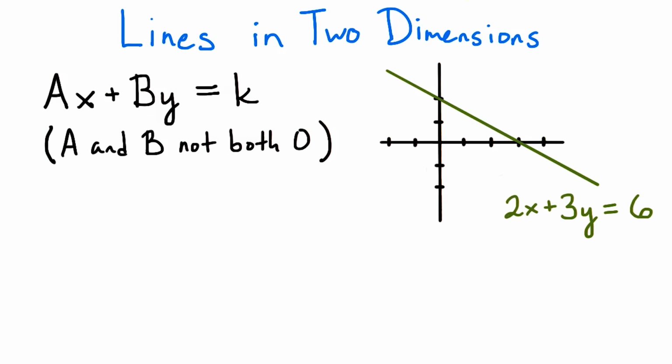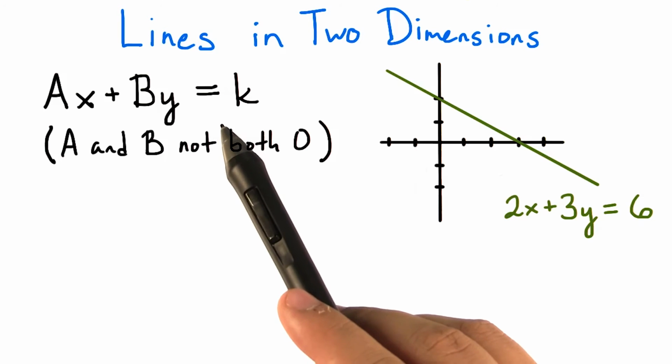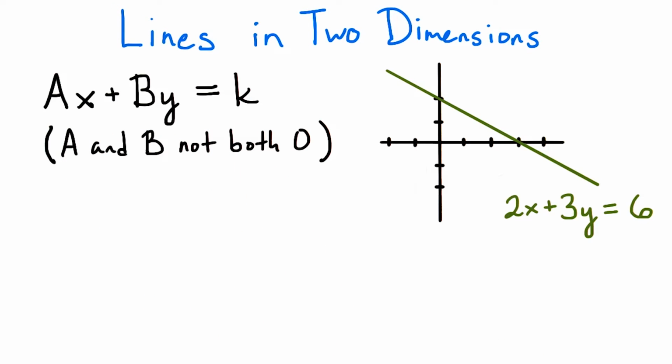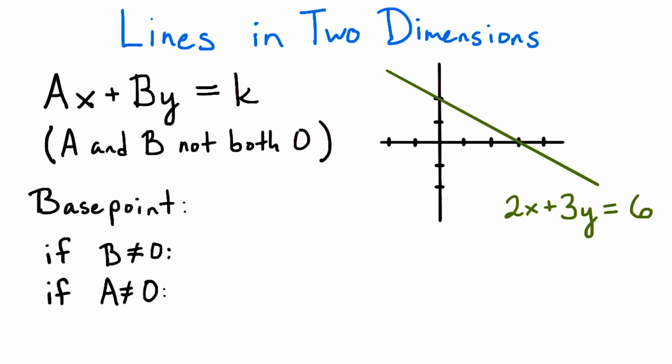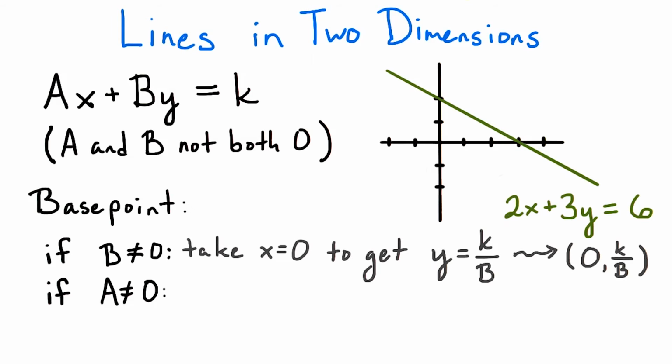A more general form of equation for representing a line is ax plus by equals k, where a, b, and k are numbers, and at least one of a or b is non-zero. To reconstruct a base point from this equation, there are two cases. Assuming b is not 0, you can set x to be any number. I'll take it to be 0 for this example, which becomes the x-coordinate of the base point. Then you can solve for y to find the y-coordinate of the base point. Having taken x equals 0, this becomes y equals k over b. So a base point for the line is 0, k over b.